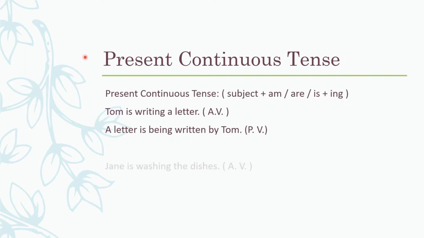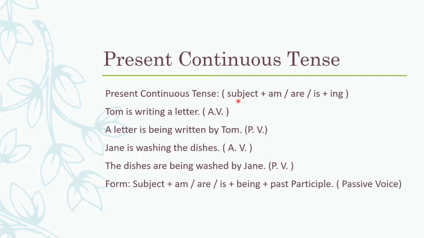Present continuous tense. The form of the present continuous tense: subject, am, are, is, that is the be form, plus the ing form of the verb. The example, Tom is writing a letter. This is in the active voice, present continuous tense. We have to change it into the passive voice. We know what the rule is. The object in the active voice becomes the subject. The subject in the active voice becomes the object in the passive voice preceding by. Then you will use the be form, am, are, or is. So here we'll use is. A letter is. Then you will write being written, the past participle, by Tom.